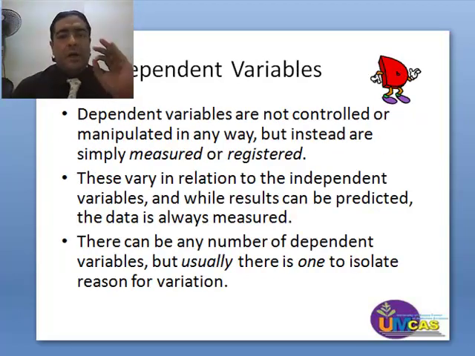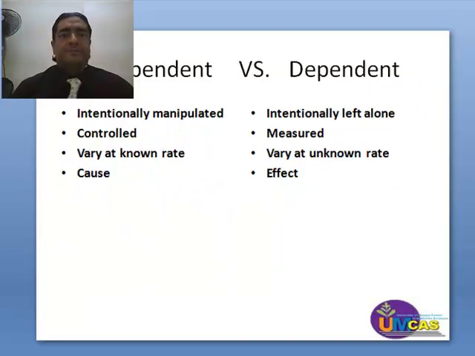Dependent variables are not controlled or manipulated in any way, but instead are simply measured or registered. These vary in relation to the independent variables, and while results can be predicted, the data is always measured. There can be any number of dependent variables, but usually there is one to isolate reason for variation.